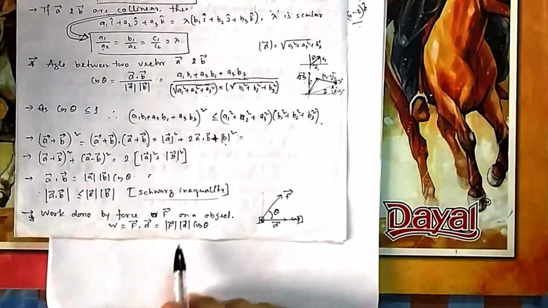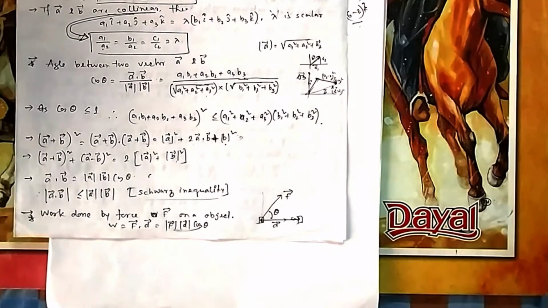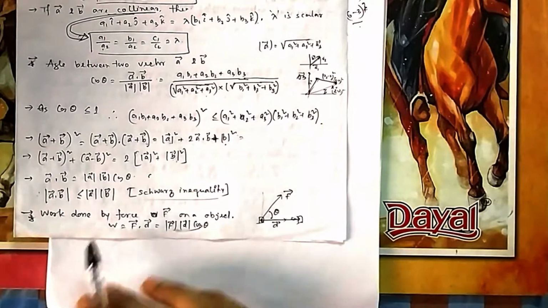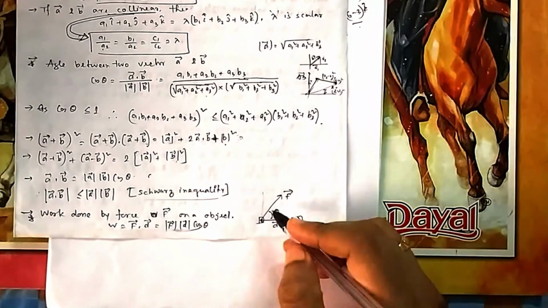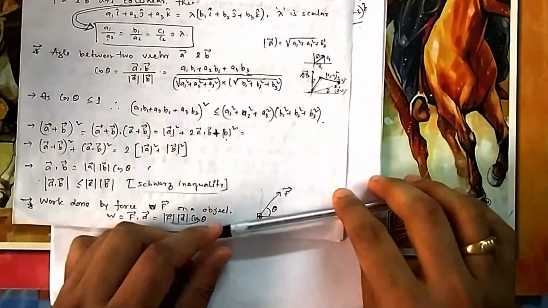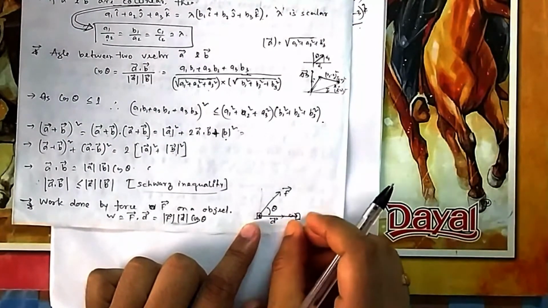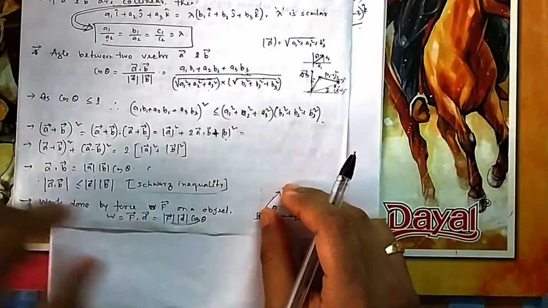If you do F dot D, then it is F cos theta into D. So that's why the dot product is used for finding the work done by a force. It is F dot D, because it is only that portion of F that is working to move the object from this place to this place, not the entire force. So that's one more application.